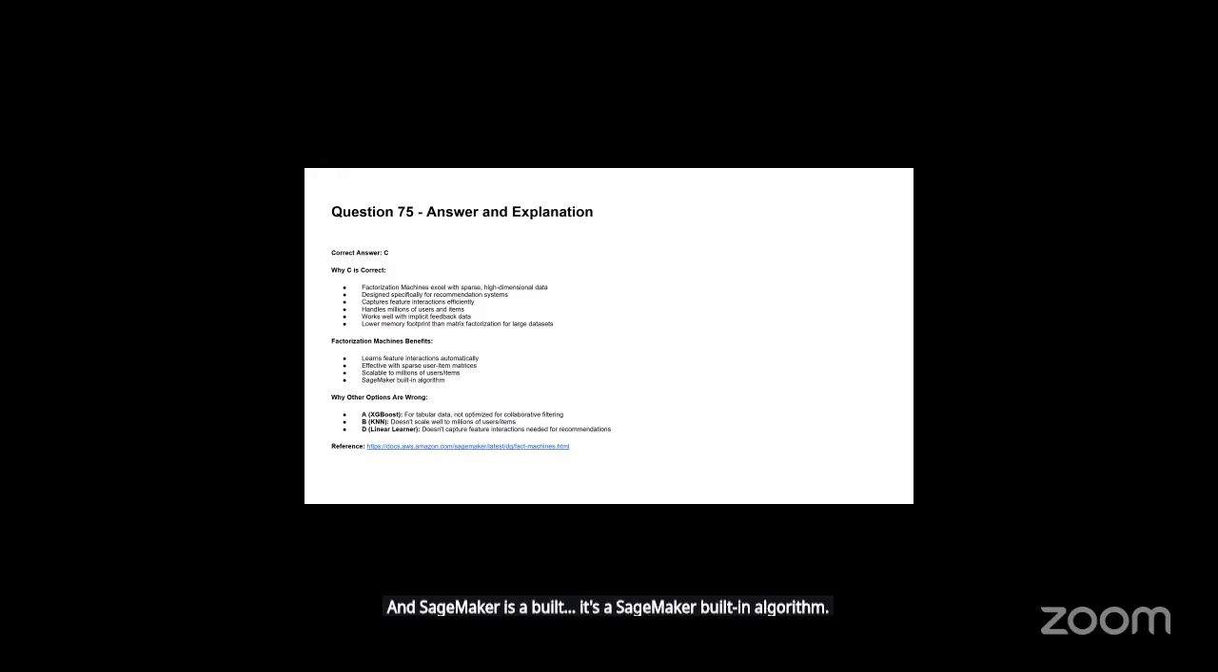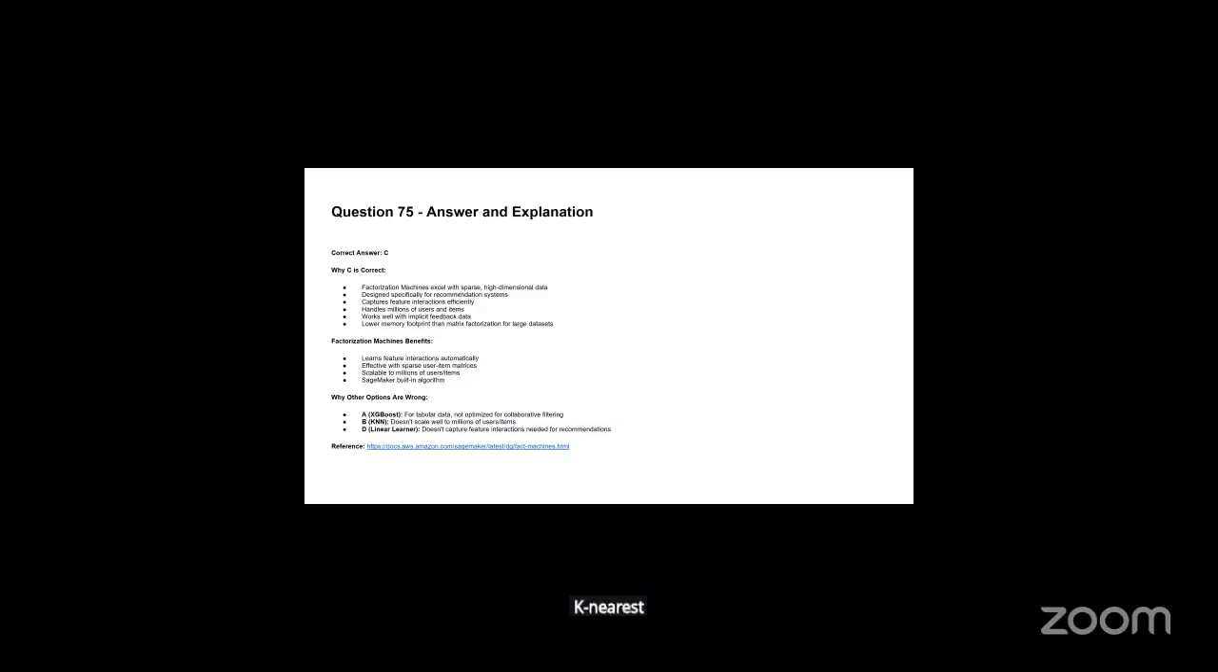Why are the other answers incorrect? XGBoost is for tabular data, not optimized for collaborative filtering. K-nearest neighbors doesn't scale well to millions of users or items. And linear learner doesn't capture the feature interactions needed for recommendations.